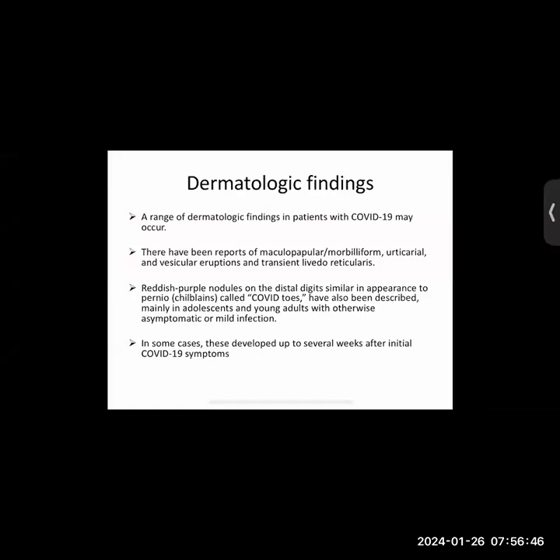Okay, so there could be some dermatological presentation, in which case the patient could have maculopapular rash, morbilliform rash, urticaria rash, and then sometimes some people could actually have what we call the COVID toes, which is actually reddish purple nodules on the distal digits, similar in appearance to pernio.